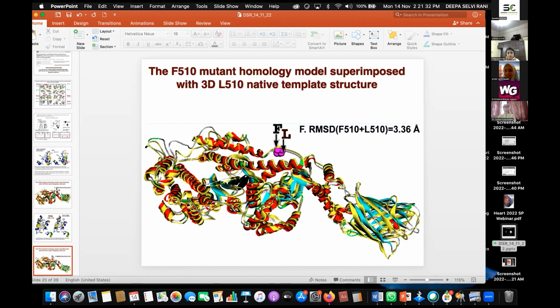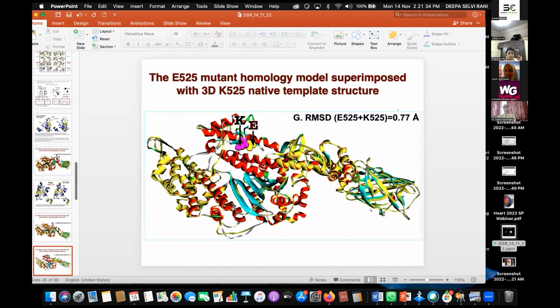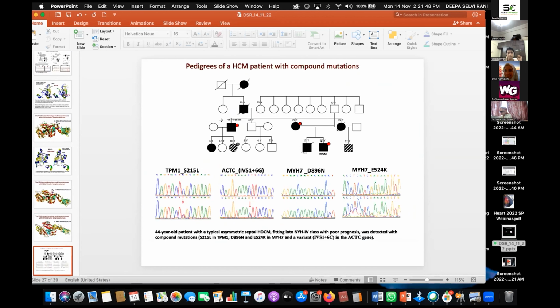That could be the reason for more deviation here. When you consider this E to K, not much deviation is expected, but the patient is severely affected. What could be the reason then? We found that the patient is carrying a compound mutation. This patient carried one more mutation in the tropomyosin gene, which is a regulatory gene, and one more mutation in the actin gene. And in the myosin itself, in the tail domain, one more mutation exists. That is, the severity of the patient is because of the compound heterozygosity.